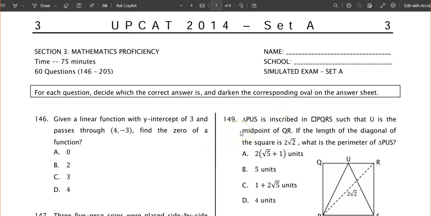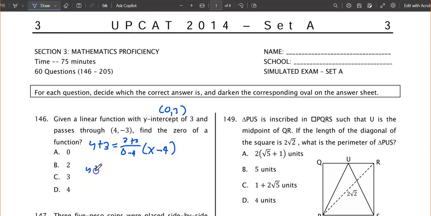Given a linear function with y-intercept of 3 and passes through the point 4, -3, find the zero of the function. So to do this, what we're going to do is find the equation of the line, and then we are going to find our x-intercept. Since we are given the y-intercept, the coordinates will be 0, 3. So we're going to make use of that point again to get our equation of the line using the two-point form. So I will have y plus 3 equals 3 plus 3 over 0 minus 4 times x minus 4.